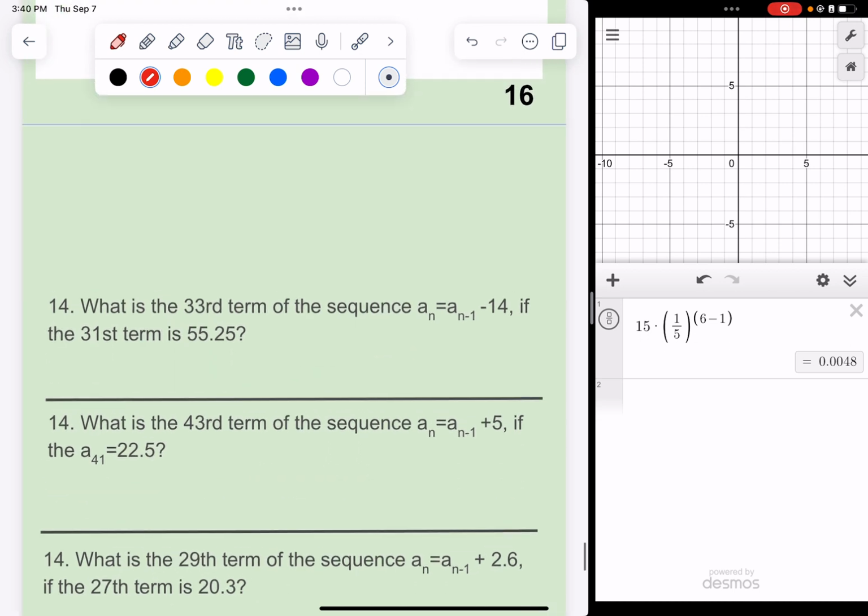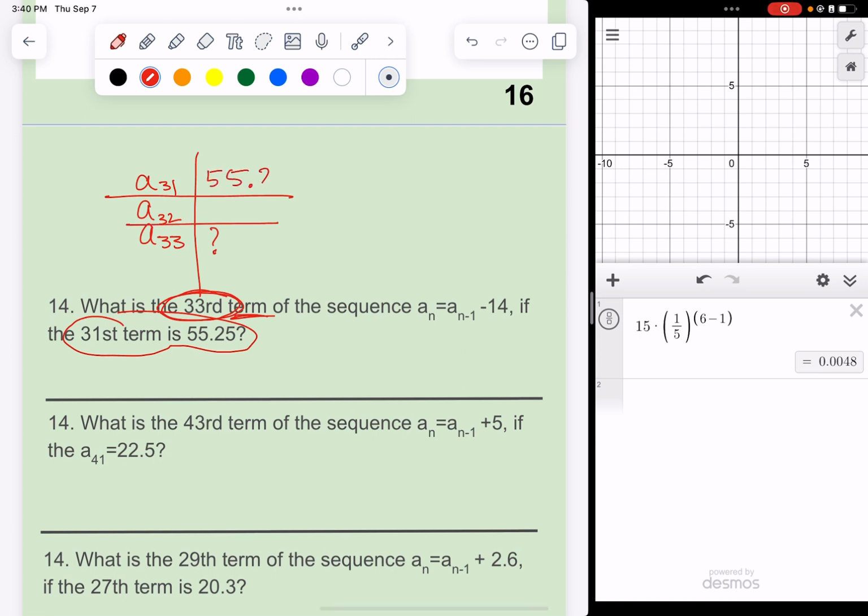It says, what is the 33rd term? So we're looking for A33 of the sequence a_n equals a_(n minus 1) minus 14, if the 31st term is 55.25. So I have A33, A32, A31. I don't know A32 or A33, but I do know my pattern, which is minus 14. So I'm going to take 55.25 and subtract 14.